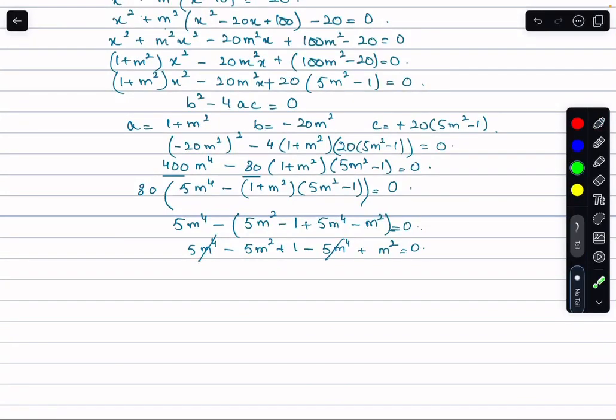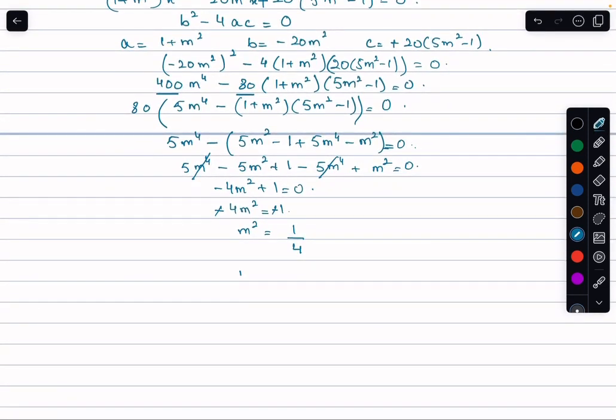I will here be left with minus 5m² plus m², which gives me a minus 4m², and a plus 1, which equals 0, or 4m² equals 1. Or I can say it's a negative 4m² equals a negative 1. The 1 is taken to the right side, the negative gets solved, and I will be left with m² equals 1 by 4.